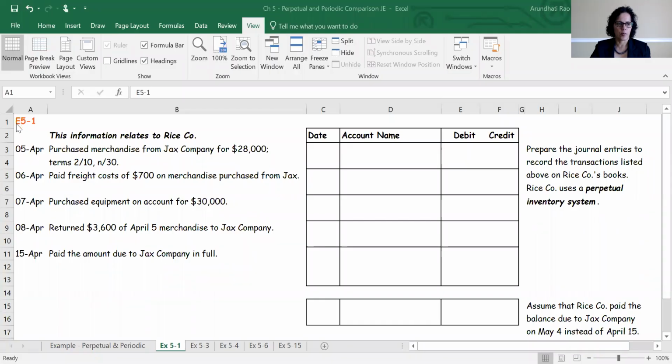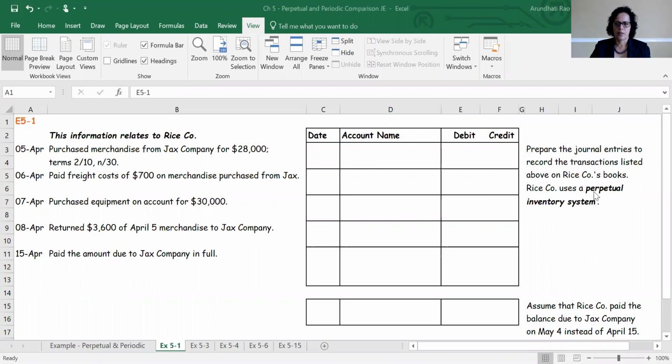So the first one is going to be exercise 5-1. I've copied the exercise from the textbook. We have 5 transactions that have happened, and we've been asked to prepare the journal entries to record the transactions listed above on Rice Company's books. And they tell us Rice uses the perpetual inventory system. There's a part B to the problem. We'll get to that in a minute.